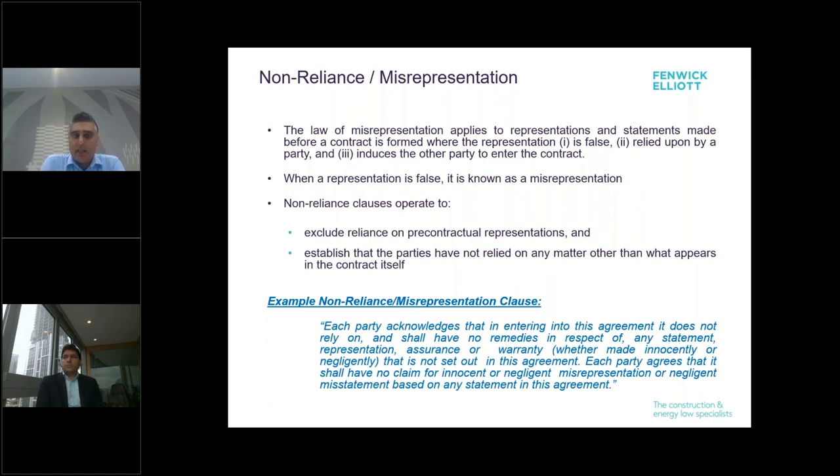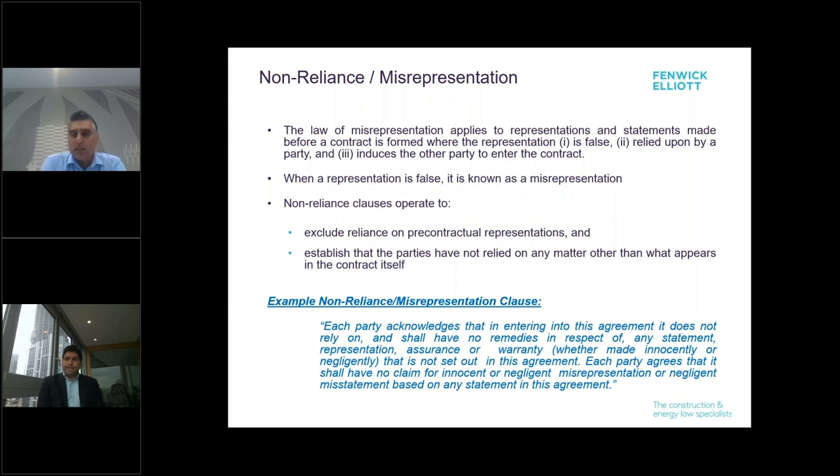where that representation is false and is relied upon by a party and induces that other party to enter into the contract. So when a representation is made and is false, it's what we call a misrepresentation. Now, the position at law is that where there is a misrepresentation which has been relied upon and acted upon or induced someone to enter into the contract, then there is a right for the innocent party to rescind the contract, i.e. you can say that the contract is now null and void and go back to the position that might have applied before the contract was entered into.